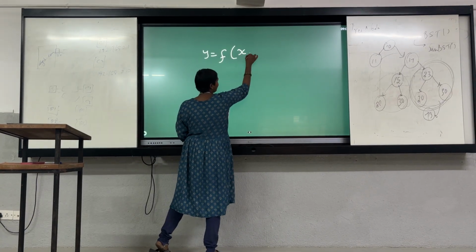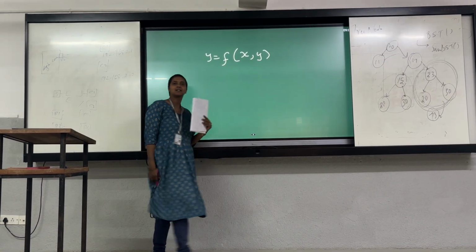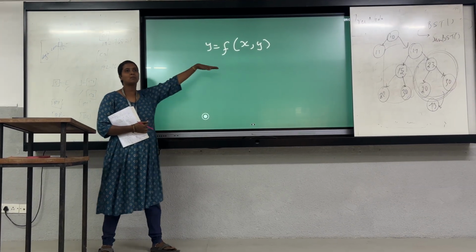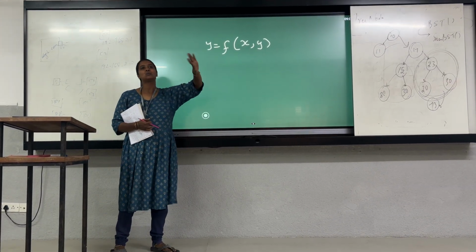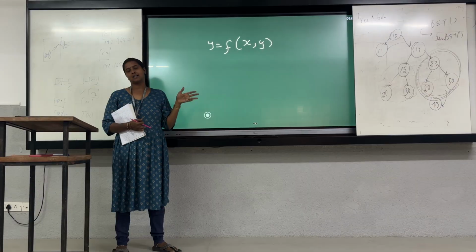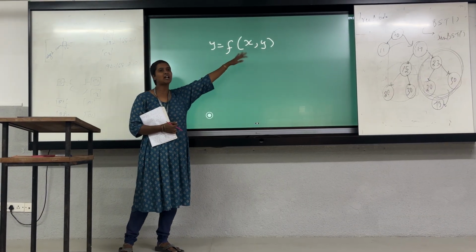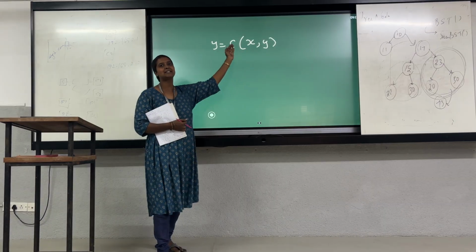Initially f of x comma y. There are two variables, one input and one output. Mostly in linear regression only two variables are available, like one input and one output. Input we call it as independent.